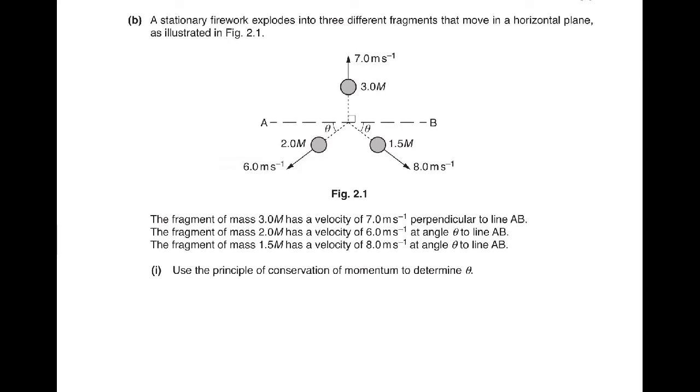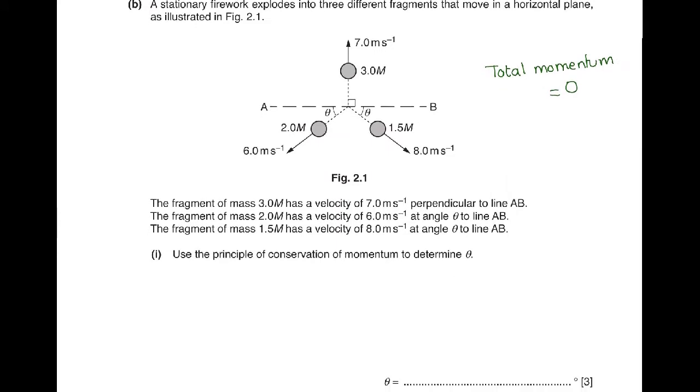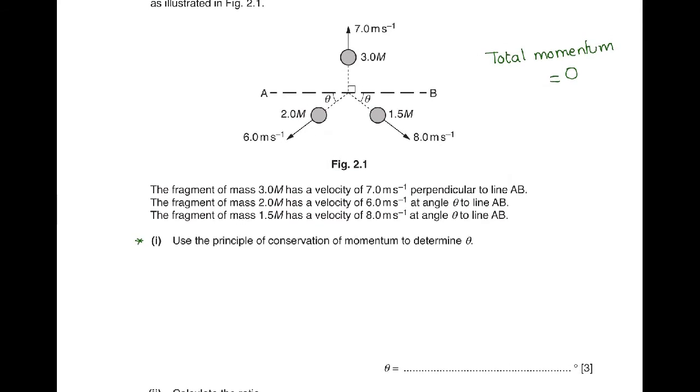A stationary firework explodes into 3 different fragments that move in a horizontal plane as illustrated. And we can see there the 3 pieces. Stationary tells us that the total momentum beforehand was 0. And therefore we know that the total momentum afterwards also has to be 0 because momentum is conserved. And what this question asks us to do is to use the principle of conservation of momentum to determine theta, the angle there that you can see marked for 2 of those fragments.